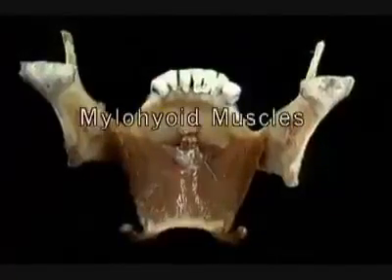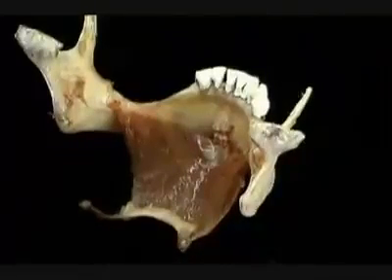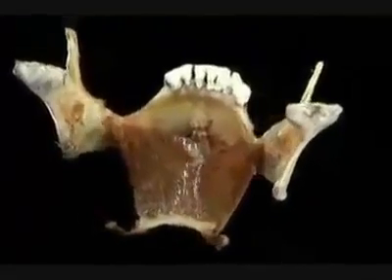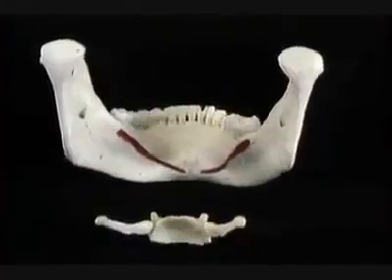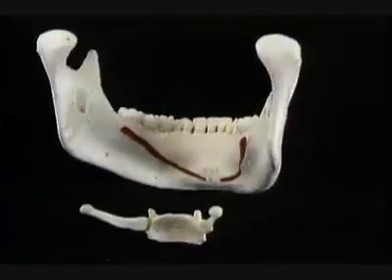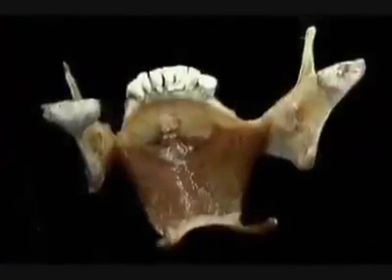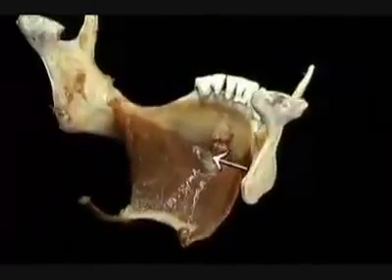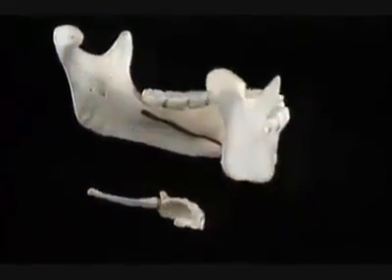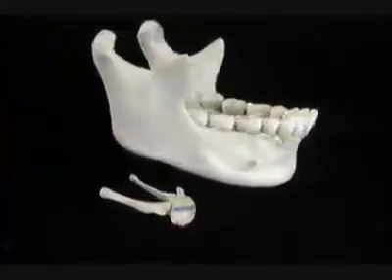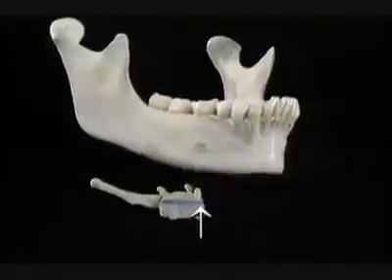Here are the 2 mylohyoid muscles. Between them, they form a continuous sling of muscle that forms the mobile floor of the oral cavity. The mylohyoid muscle arises from the mylohyoid line on the mandible. Most of its fibers pass downwards and medially, joining in the midline with the fibers from the opposite side, all the way from the symphysis of the mandible to the body of the hyoid bone. The more posterior fibers of the mylohyoid insert here on the body of the hyoid bone.